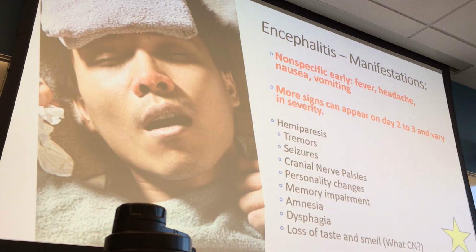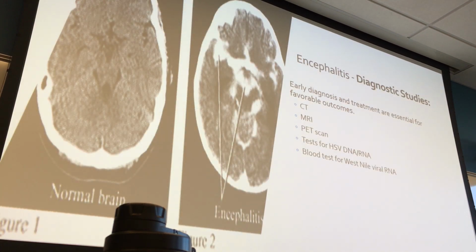So you could have some cranial nerve palsy, so all of a sudden they have a droop on the face. They can start having seizures, tremors, personality changes, where you really don't recognize them. Loss of taste and smell, I'm not going to ask you what cranial nerve that is, because we're going to focus on 3, 4, and 6. Here are your diagnostic studies for encephalitis. The sooner they determine that someone has encephalitis, the faster, the better the outcome.